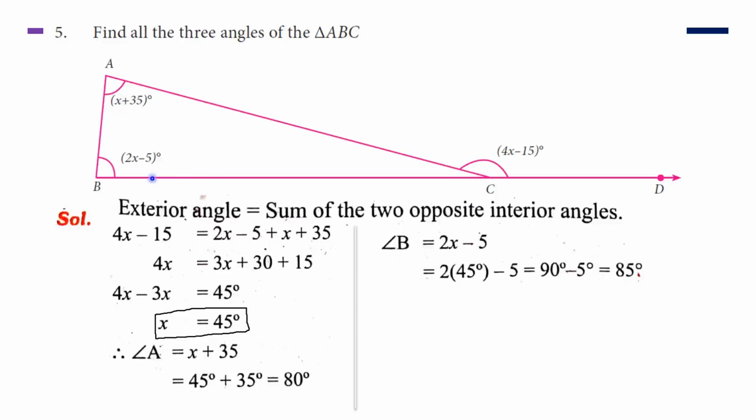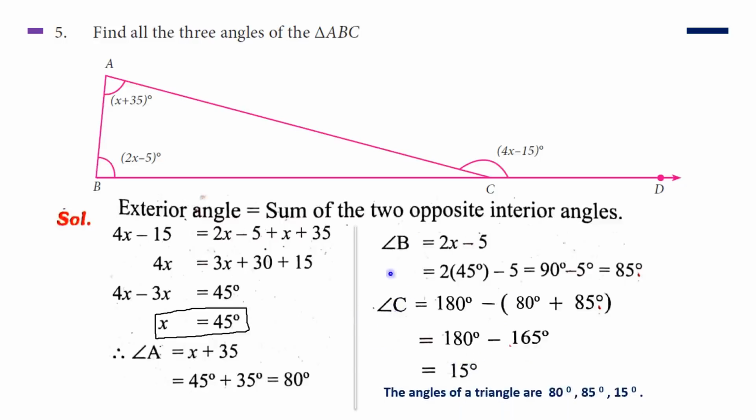Now we know two angles inside a triangle. Already we know the sum of the angles inside a triangle is 180 degree. So angle A plus angle B plus angle C is 180 degree. So angle C is equal to 180 degree minus the sum of these two angles. That is 80 degree plus 85 degree, that is 165 degree. That is 180 degree minus 165 degree, equal to 15 degree. That's all the answer. The angles of the triangle are A angle is 80 degree, B angle is 85 degree and the C angle is 15 degree.